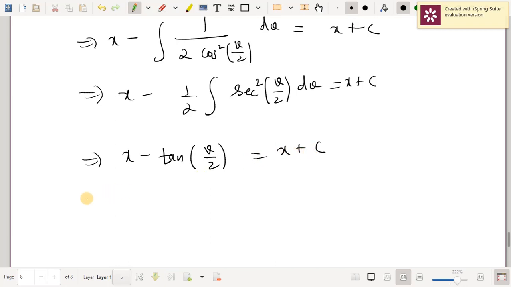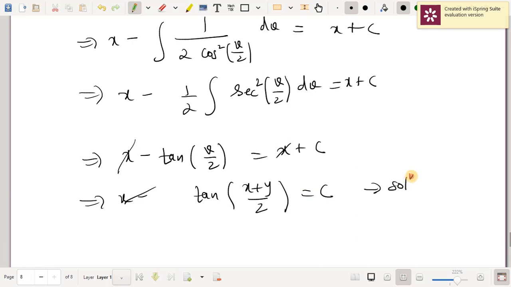So that's not yet complete, as I need to substitute back what the substitution was: v is x plus y. So the solution is x minus tan of (x plus y) by 2 is equal to c. So this is the solution to the given ODE.